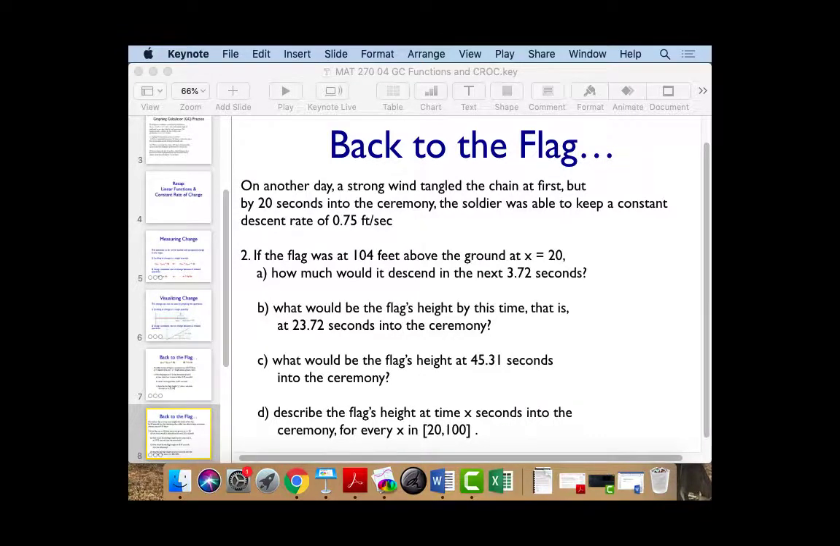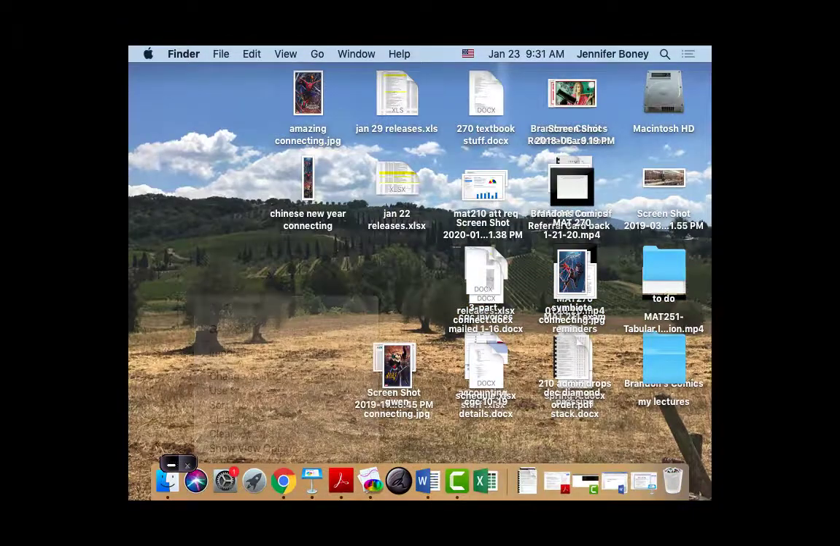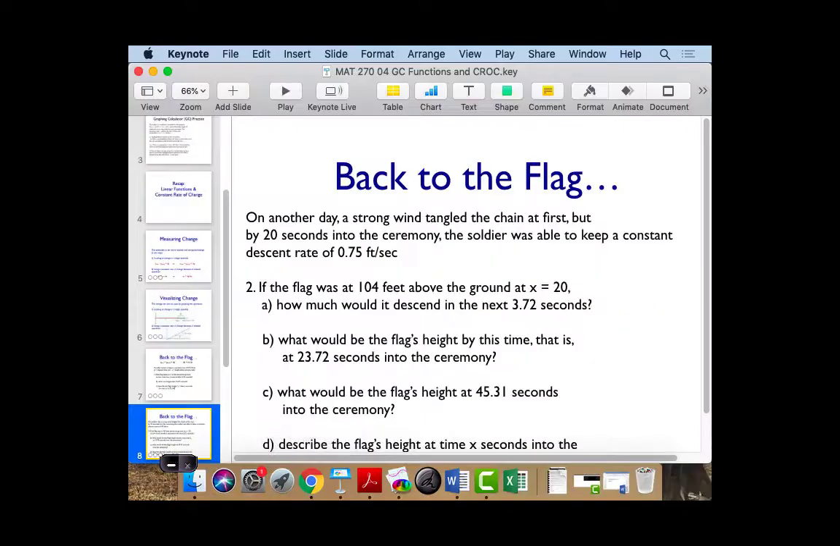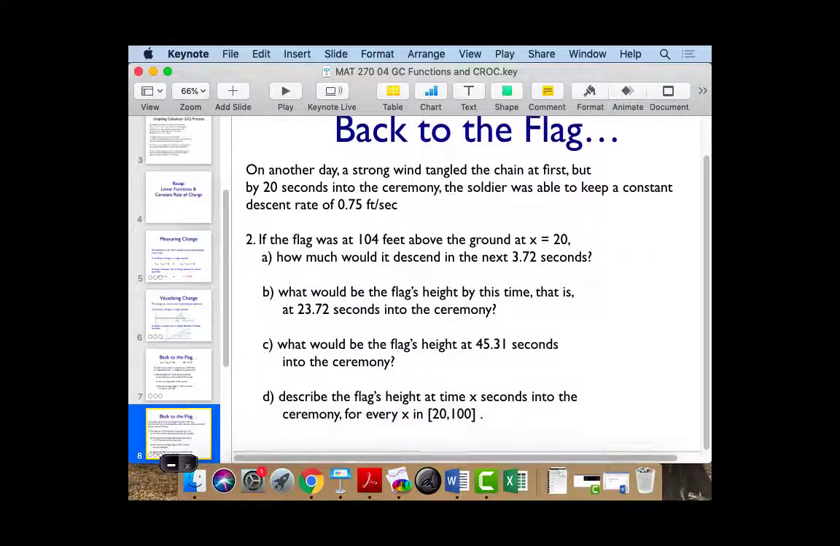So I'll write it on the board old-fashioned style. All right, so the flag's height at 45.31 seconds into the ceremony. If I wanted to figure this out, I need to know how much time the flag has been being lowered by this point in time. How much time has the flag been being lowered at this constant rate? It's not 45.31 seconds. We have to subtract 20, right? So figure out how much it is past 20.